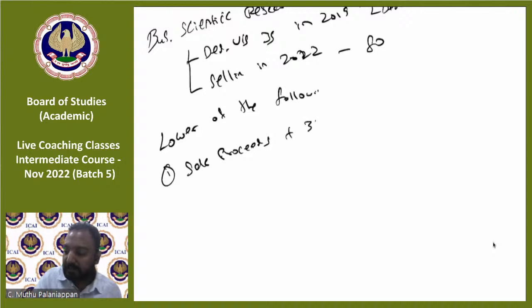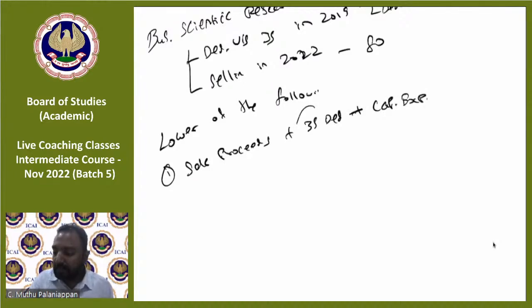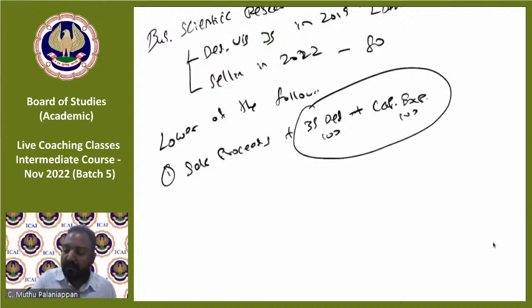Sale proceeds plus section 35 deduction minus capital expenditure. If you actually see, these both will be the same. This will also be 100, this will also be 100. So technically, you only consider sale proceeds. So how much is sale proceeds? 80.